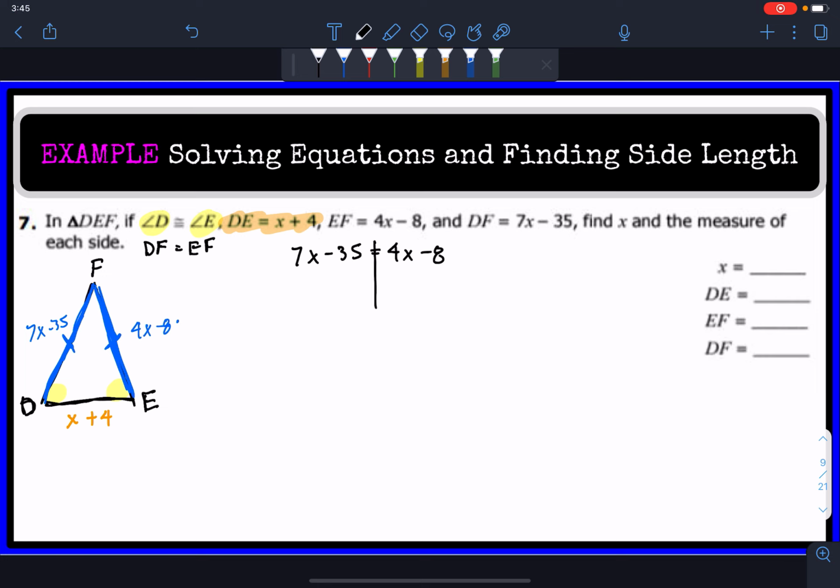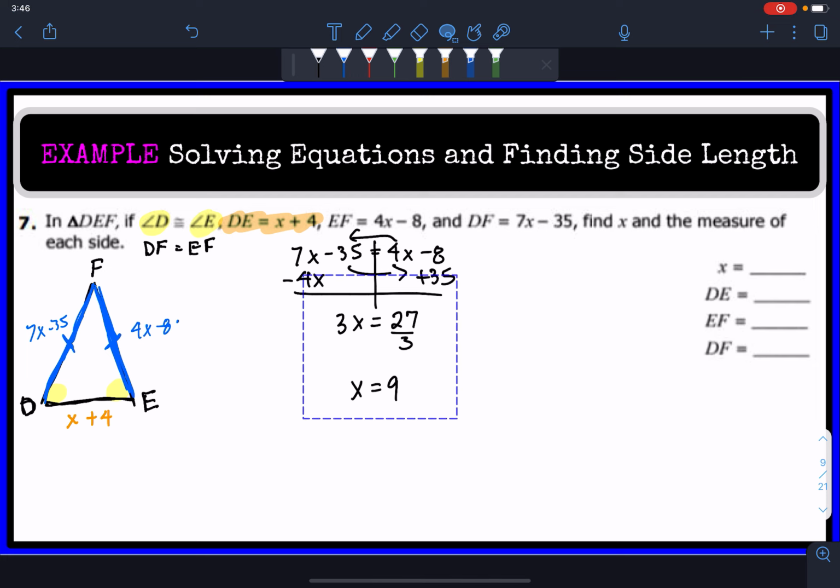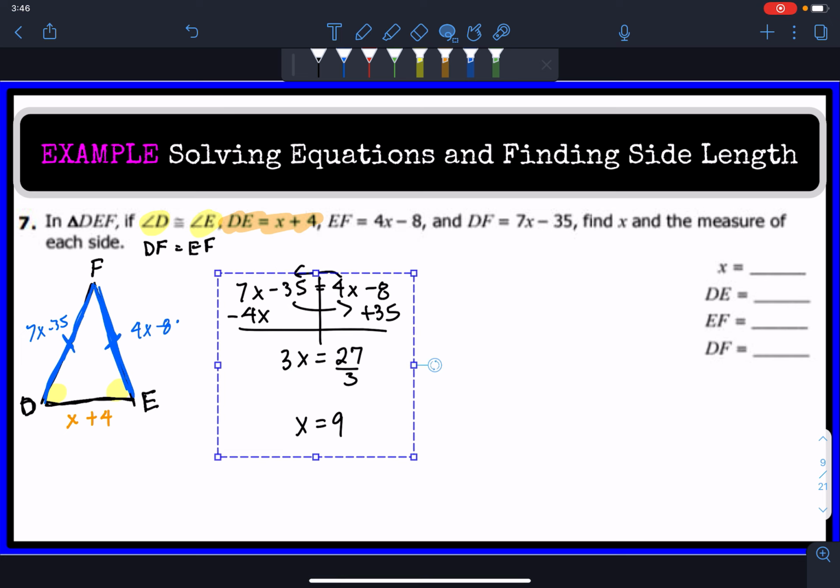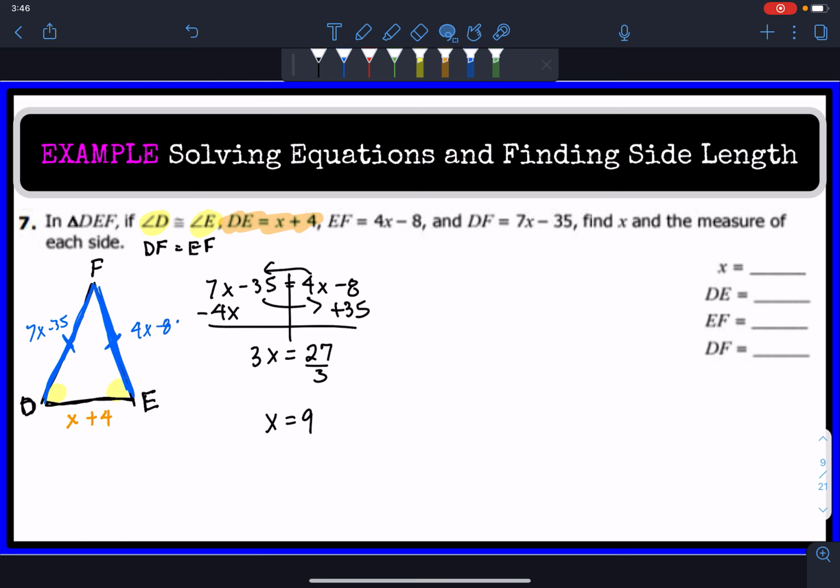So with letters to the left and numbers to the right, we're going to subtract 4x and add 35. So we get that 3x is going to equal 27, and dividing by 3 we get that the value of x is equal to 9. So let me move this over a little bit so I have some more room. Now with the value of x equal to 9, I can figure out the measurement of DE.